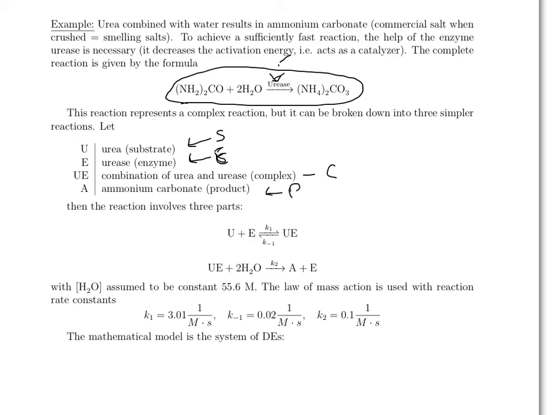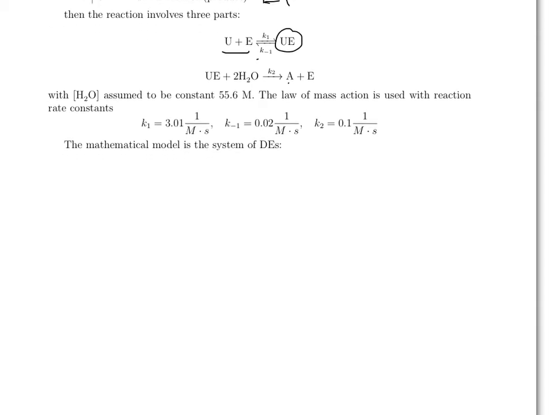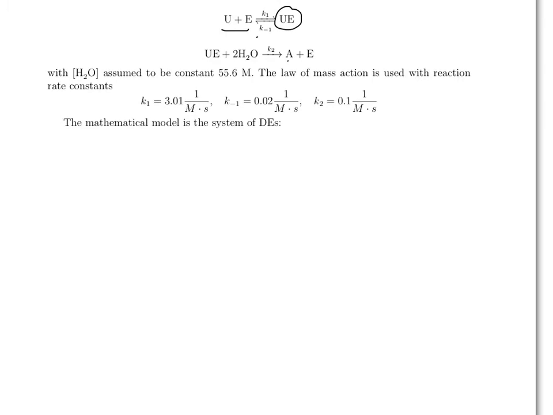So the equation involves two parts. First, the combination of urea and urease to form this complex, and that complex can be broken back down at a given rate K minus 1. And then when this complex gets water added to it, it becomes this product, and then the enzyme is released. So let's see if we can set up some equations for that reaction, and then we'll try to reduce it using the observations we did in the previous slide.